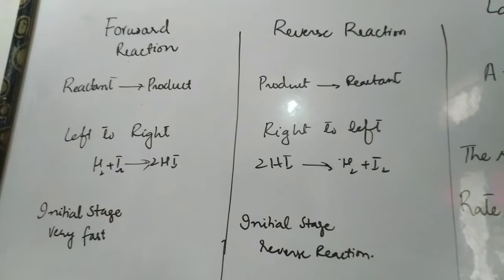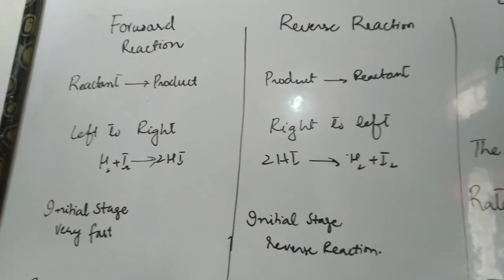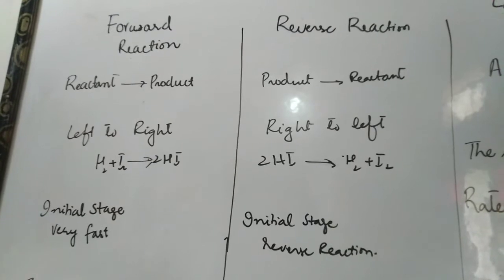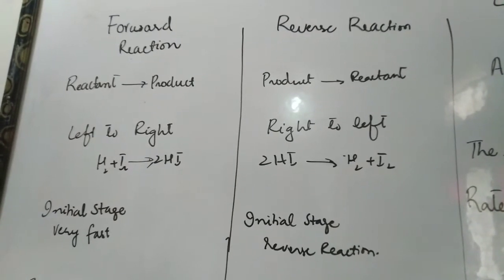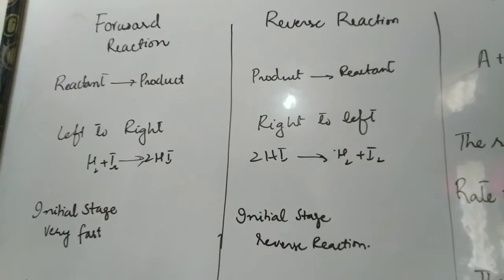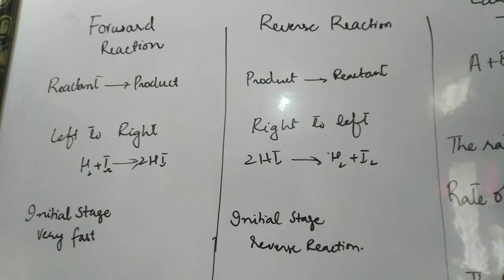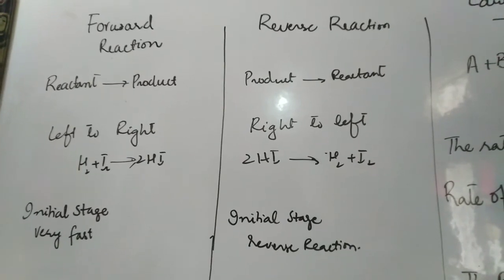Today we are going to start the next topic of chapter number 9 of class 10th, and our subject is chemistry. Today we will talk about the difference between the forward and the reverse reaction. As you can see the points on the board, I have written the points on the board. Now we are going to explain them.